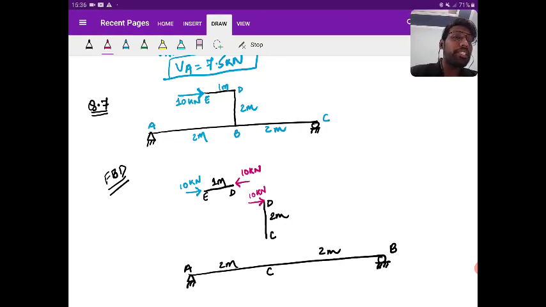So if you look at the member DC, you can see the horizontal load of 10 kilonewton at D. So you need to balance it by the opposite load of 10 kilonewton at C. Okay. Now you can see the opposite moment, that is a couple that is generated in the member CD. Can you see a couple? Yes or no?